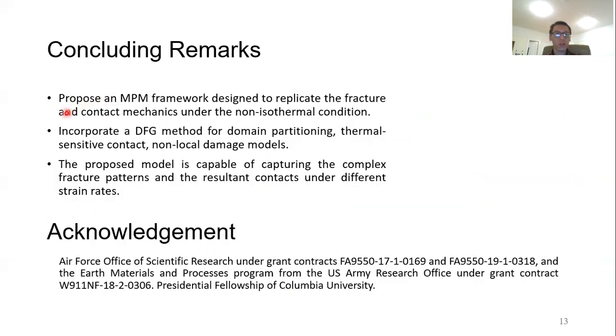In conclusion, we propose a material point framework designed to replicate the fracture and contact mechanics under non-isothermal conditions. We incorporate the DFG method for domain partitioning and thermosensitive contact for modeling thermal contact, and we have non-local damage models to capture fracture propagation. The proposed model here is capable of capturing the complex fracture patterns and the resultant contacts under different strain rates. And that's all for today's presentation.